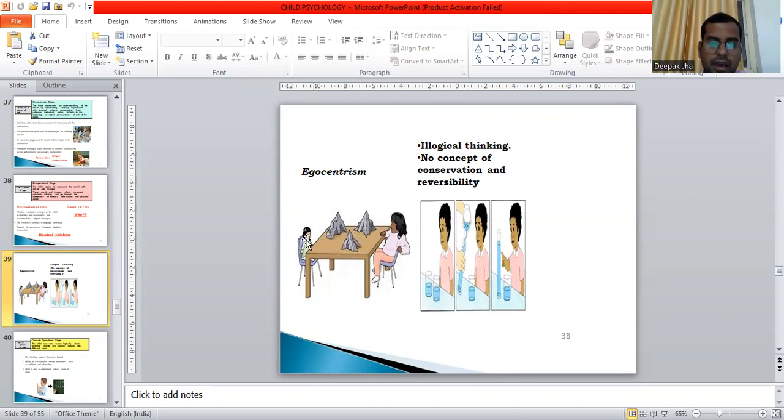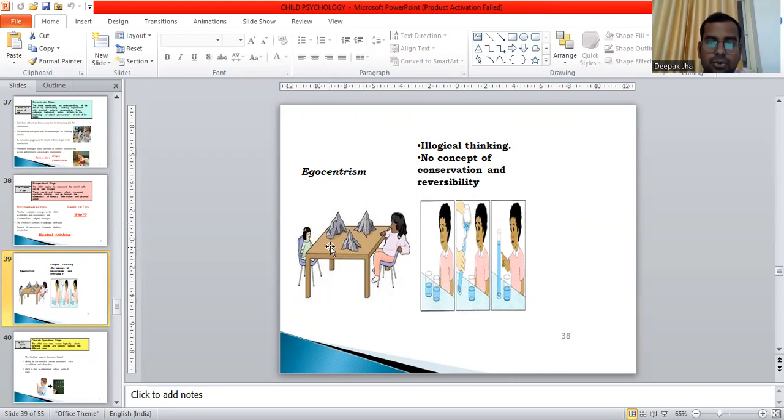Afterwards, what was done was the child was made to sit somewhere else, or the table was rotated, maybe just changing the angle. Now the child was asked to tell what he could see. Again, the child said only of those things which are available over here. So this is the concept of egocentrism. The child sees the world only from his eyes. He cannot visualize the other person's perspective of the world.